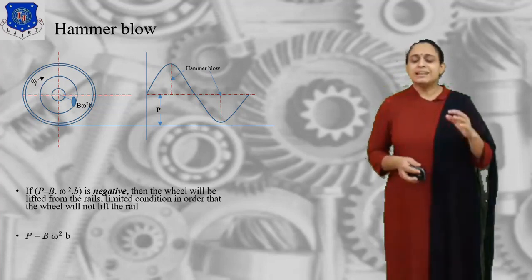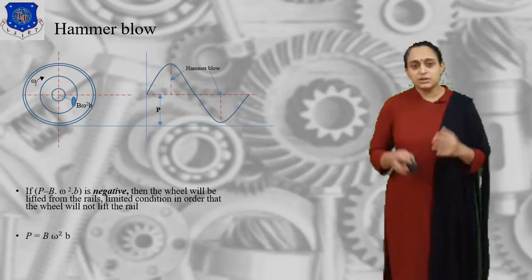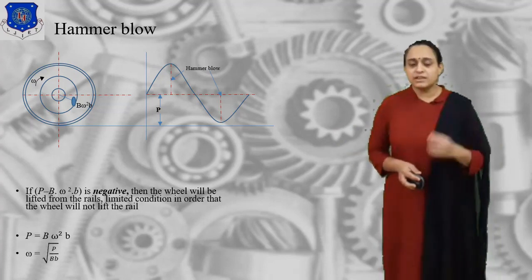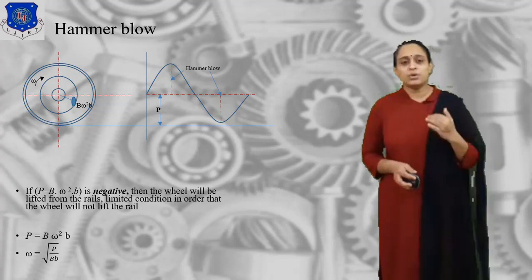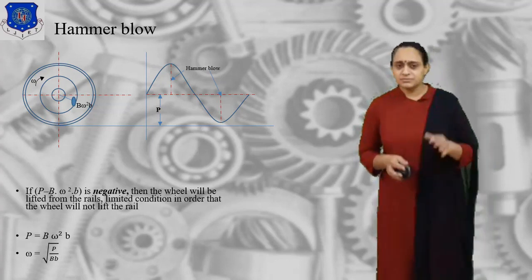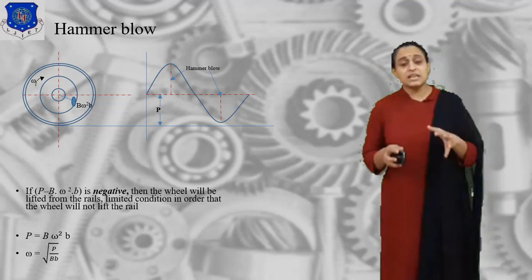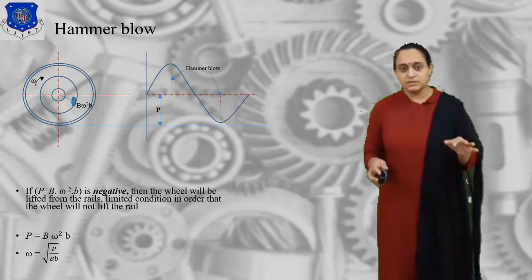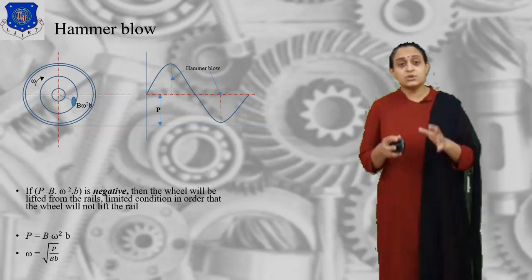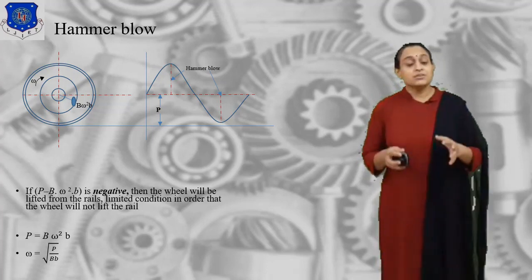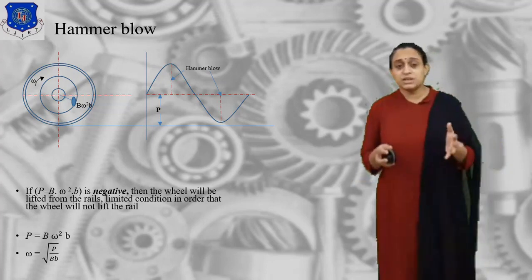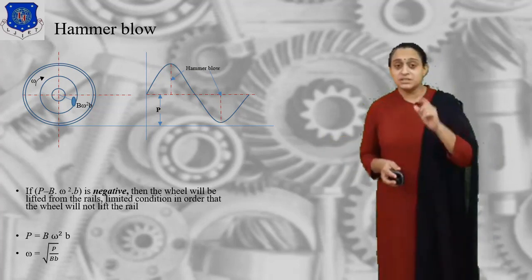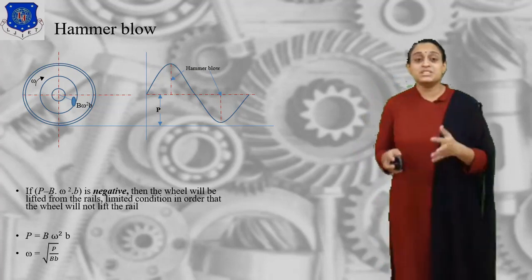So for this case, let us assume for the limiting condition P is equal to B omega square b. So ultimately, what will we get? We will get omega as under root of P upon B into b. See in this case, capital P, which is the hammer blow or downward direction load, will not vary in any case. Capital B, which is the rotating mass or the balance mass, is also not changed with respect to the motions. Small b, which is a radius, also cannot be changed.